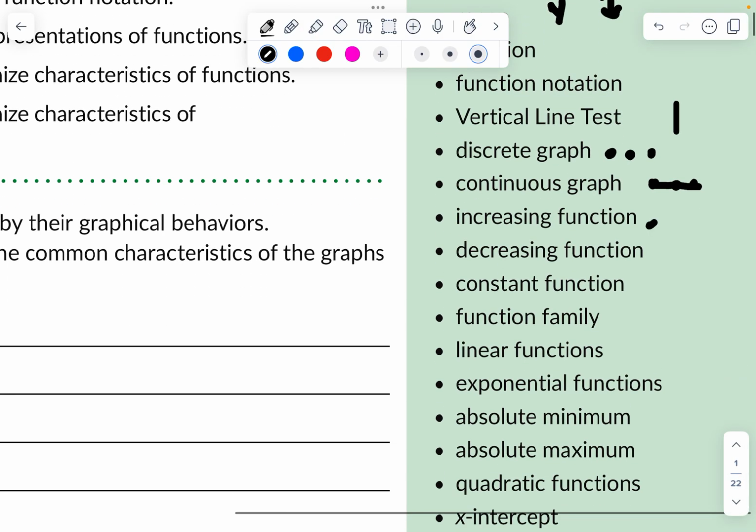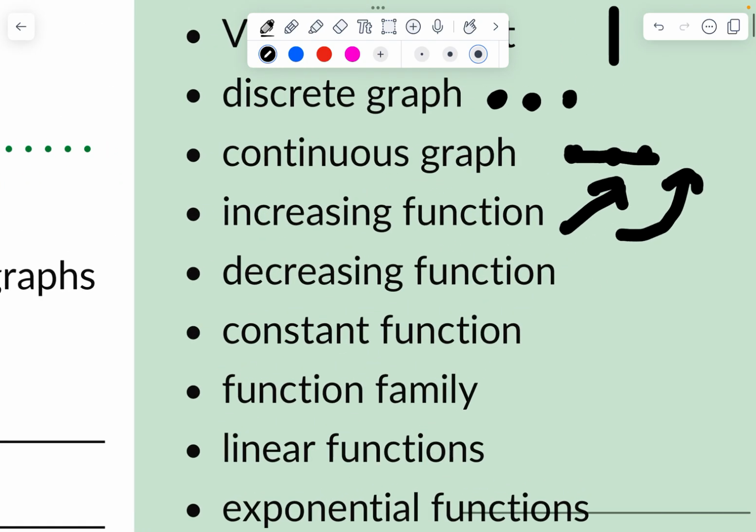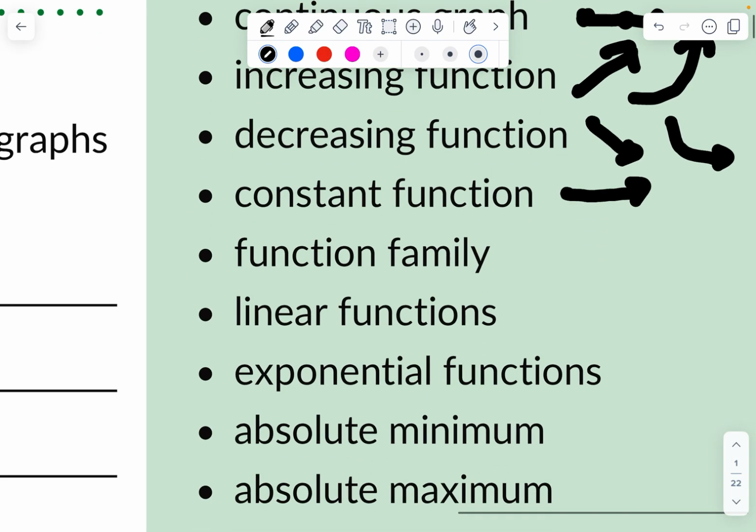An increasing function is going up. It could be a straight line or it could be a curved line. A decreasing function is going down. Could be straight, could be a curve, it could be any formation. Constant would be when you have a function that's going straight across, it's flat.